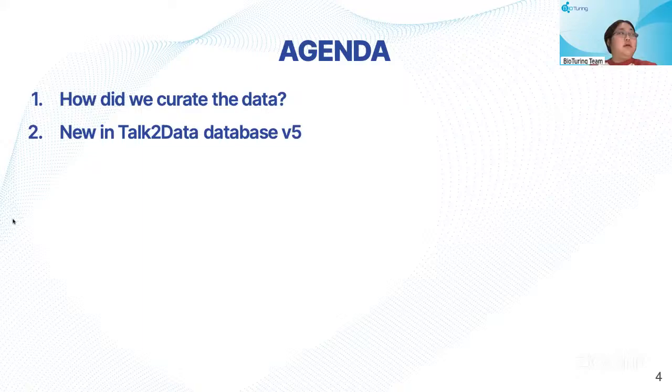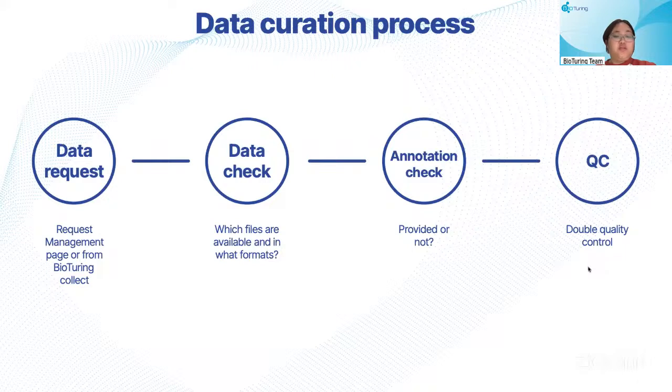Okay, now let's start with how we curate the data. This is a summary of the data curation process. As you can see, within the curation process, we have 4 main steps. The first step is data request. As Julie just mentioned, our data source is publicly available data sets.